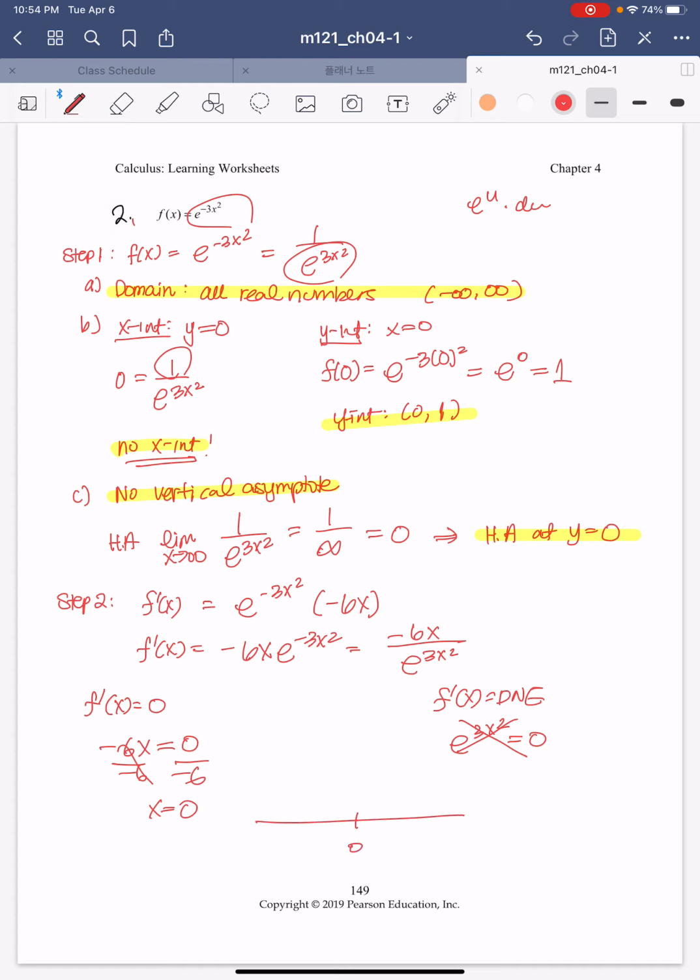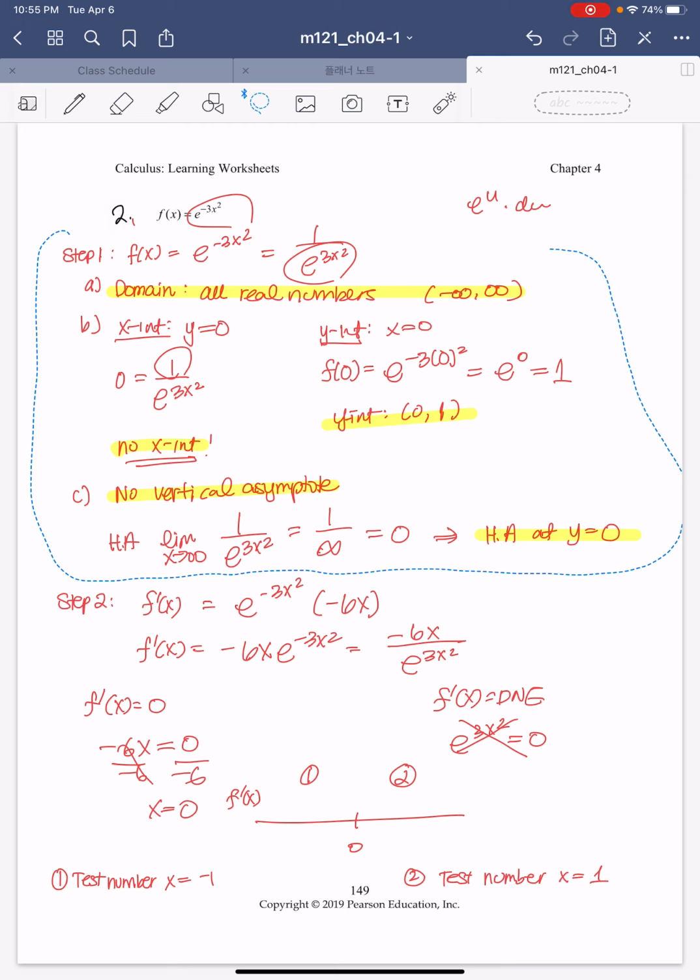Create 0 here. This will be for f prime of x, region 1 and region 2. Let's test it. For region 1, let's pick the test number x equal to negative 1. And for the second region, the test number x equal to positive 1. I'm going to make this a little bit smaller so I can squeeze it in.